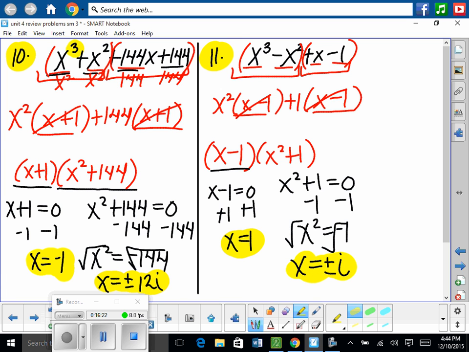Now keep in mind, these quadratics were quite easy to solve because they were missing the x term. But if it wasn't missing the middle term, then you would use the quadratic formula to solve. So make sure you can do that.